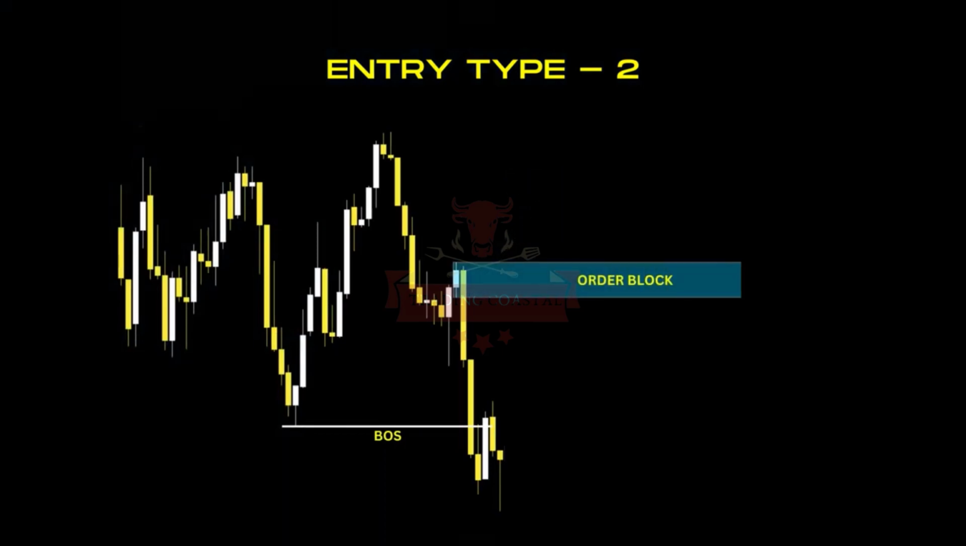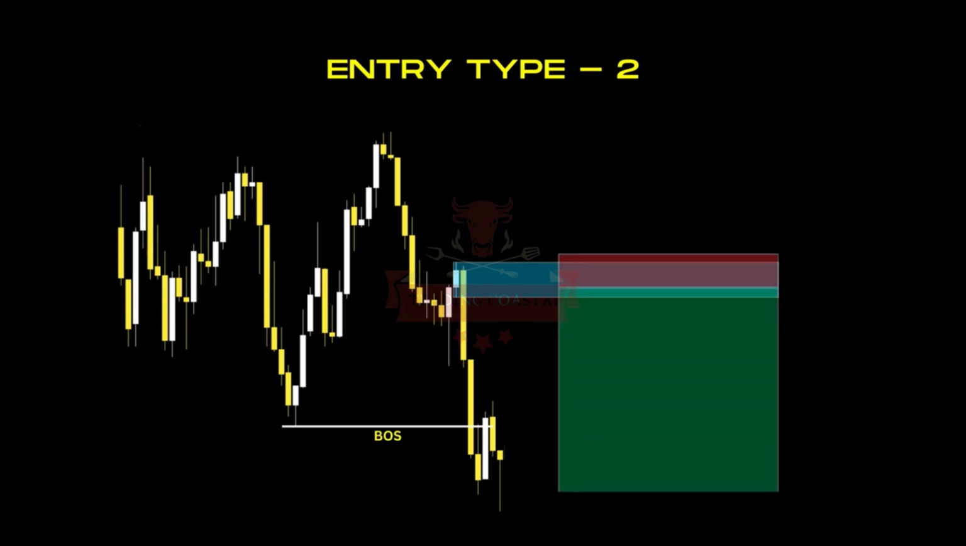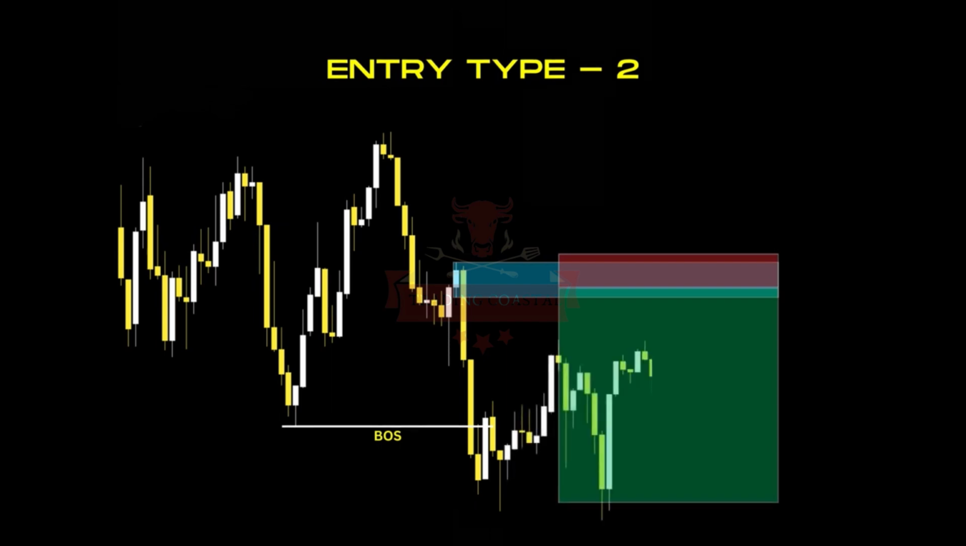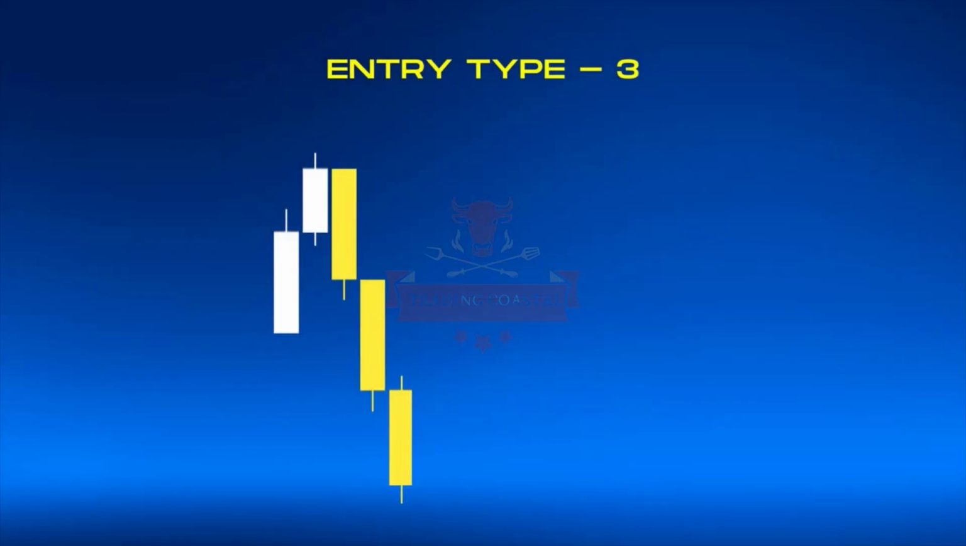Because the stop loss is tighter, this approach carries a slightly higher level of risk. There is a possibility that price may only touch the wick of the order block, and then move in the anticipated direction without triggering your buy or sell order. Let's move to the next entry type.